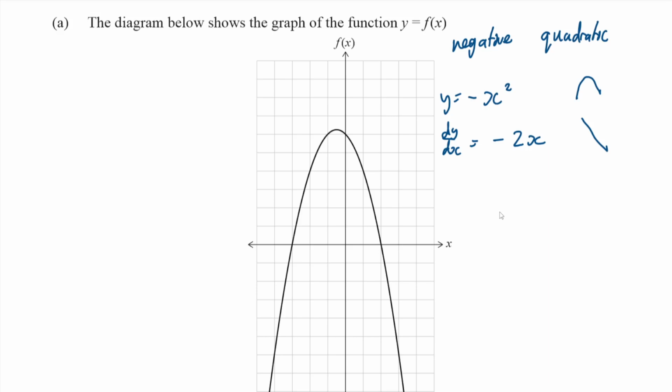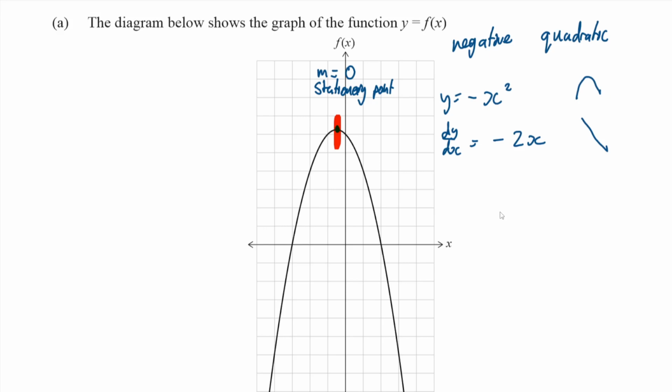So the most obvious point to start with is any turning points. So what is the gradient of a turning point? I'll use m. The gradient is 0. In fact, they are called stationary points. Stationary points, or a stationary point in this case.